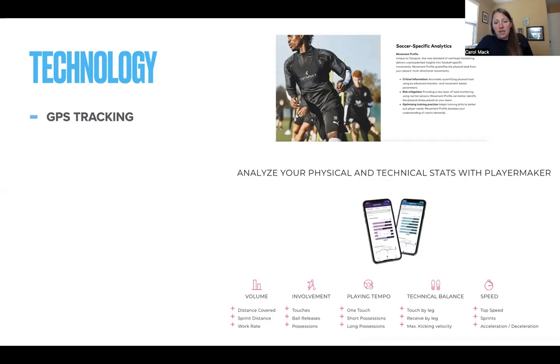With something like a PlayerMaker, that's something you can actually buy and put on your shoe. We do have some athletes that I work with who have it, because the system is not super expensive, and they can get stats, which are very helpful for me. I can see how much distance they covered in a training session, and can scale performance training up or down accordingly, based on what they did the day before.